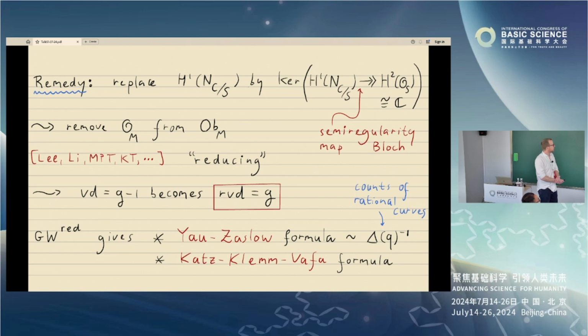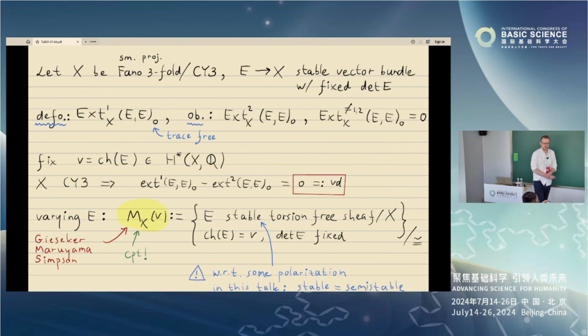Okay, next, let's say a few words about Donaldson-Thomas theory. So we start off with a smooth projective Fano threefold or Calabi-Yau threefold X. So now we are no longer on arbitrary X. And let E be a stable holomorphic vector bundle with fixed determinant. So I won't define precisely what stability is, but we impose it so that the automorphism group of E is under control. It's as small as possible, namely just multiplication by scalars.